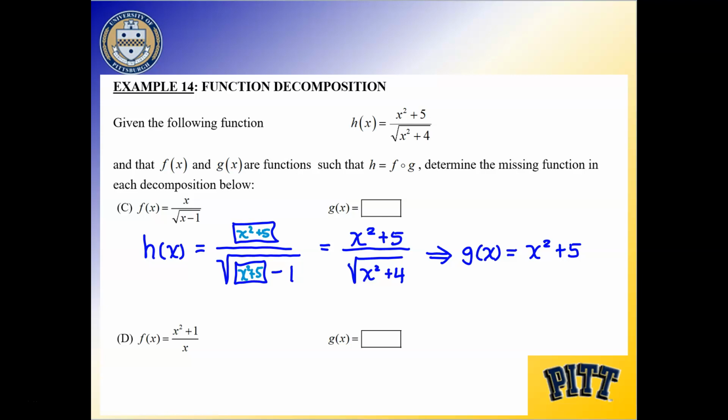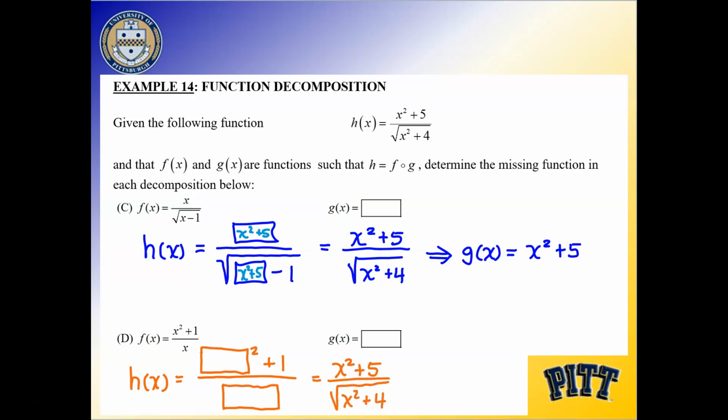For d, again, I'm seeing x squared plus 1 over x. These x's are going to become the blank spaces I'm going to be putting g of x into. So I should have some blank space squared plus 1 over some blank space, and it should equal this up here. Notice the squared is part of the function f already, so I know that x squared is not going to be part of the situation down here necessarily. So I got to think, well, what in here is going to let me have x squared plus 5? And what's going to create a situation down here where I have the square root of x squared plus 4?